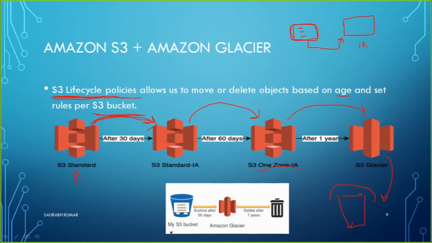Another example: I have an S3 bucket. On my bucket I have set that after 30 days the data will move from the S3 service to Glacier, and then after a few years, maybe 5, 7 or 10 years, it will be deleted also. How can we do this task rather than doing it manually? Amazon allows you to create such a policy, and with that policy it will do this task automatically. That policy is called the S3 lifecycle policy.